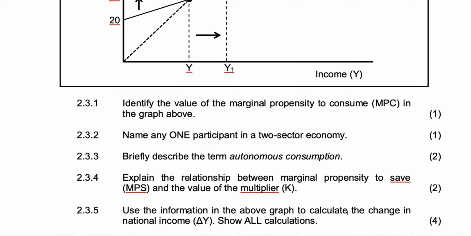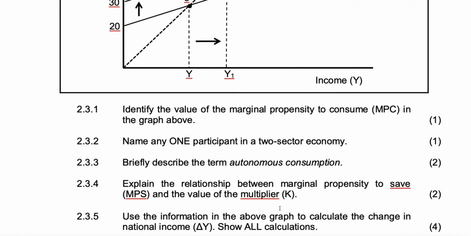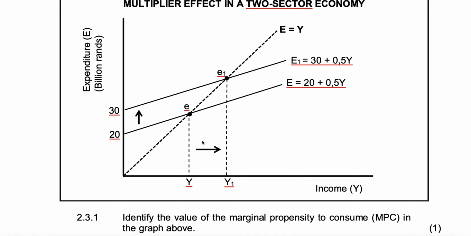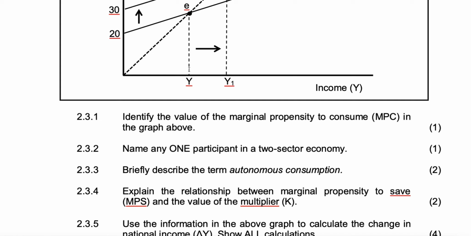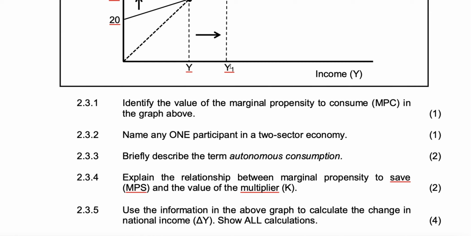Right, use the information in the above graph to calculate the change in the national income, change in Y. Show all calculations. Okay, so what we are going to do here, we first look at the change. Okay, let's first think of our formulas. So we have that formula, change in income divided by change in injection. So we don't know this part, so we cannot really use that. But we can then say change in injection times K. That we can do that.